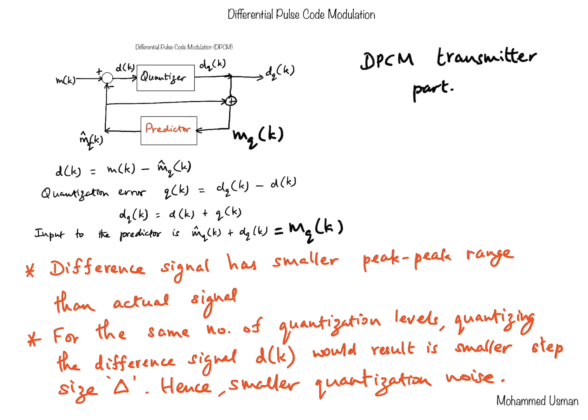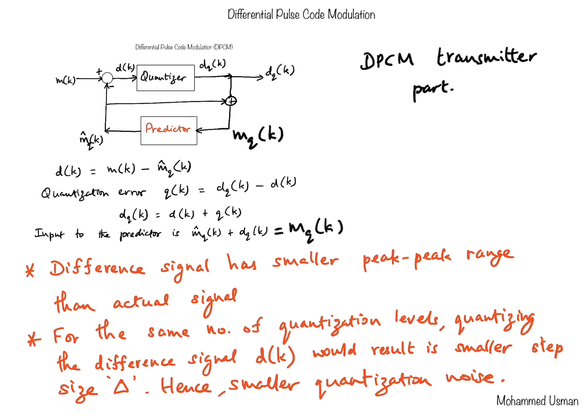Now at the receiver side, the receiver would have to get back the actual sample m of k from this transmitted sample value dq of k. But we know that the quantization error is non-reversible. So once the quantization error is introduced, it cannot be removed. Therefore, the best that we can do is to get back mq of k, the actual sample value including the quantization error. That is what can be recovered or reconstructed. So the receiver part will use dq of k as its input, and using dq of k, reconstruct mq of k.